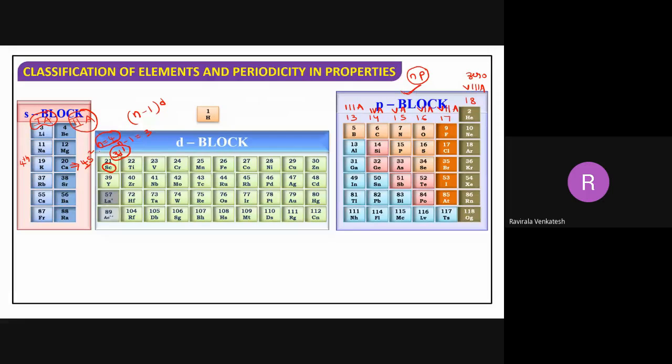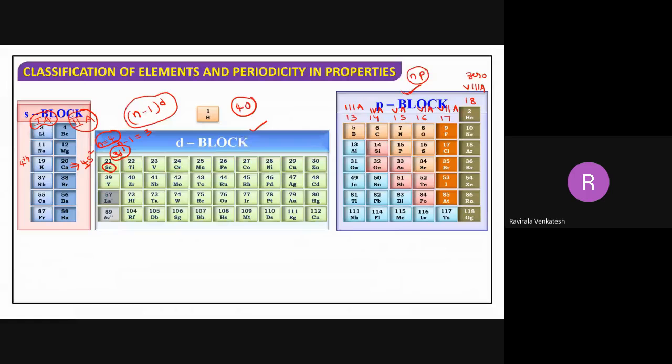So in whichever elements, if the electron enters the n-1 d orbital, the inner d orbital, we can call them transition elements also. That we will discuss later. So elements with the inner d orbital filling come under d block elements. Now, how many elements are there in the d block? 40 elements are there here.